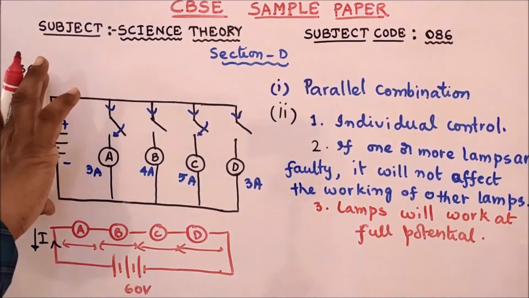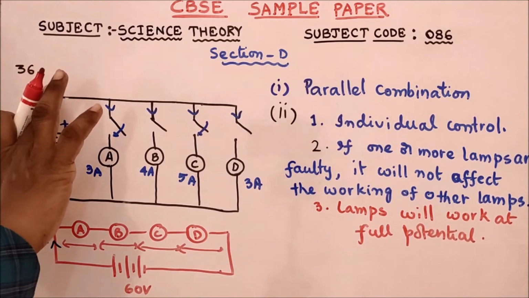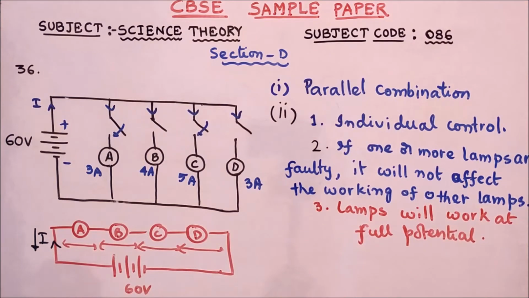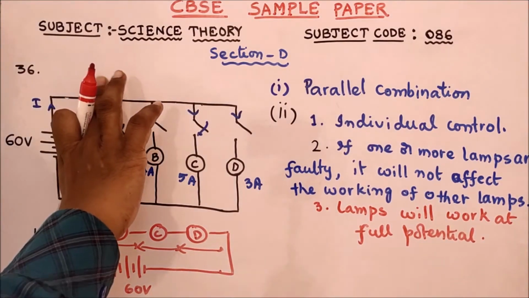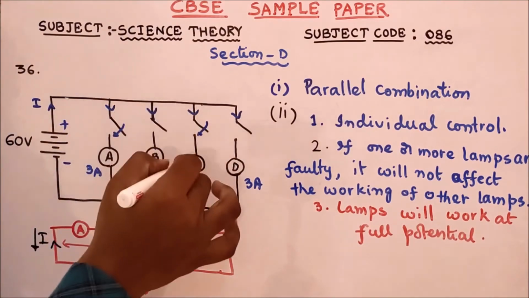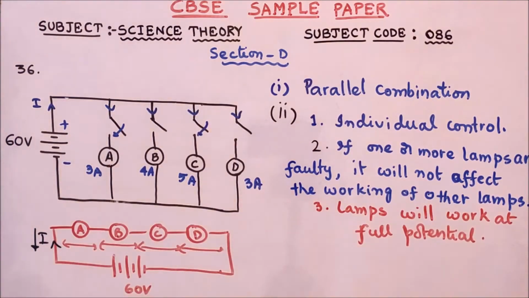Now look here, when it is connected in parallel combination, the potential difference across each lamp is the same. When the potential difference is the same, the current passing through each lamp will be according to its resistance, so it will work at full potential.